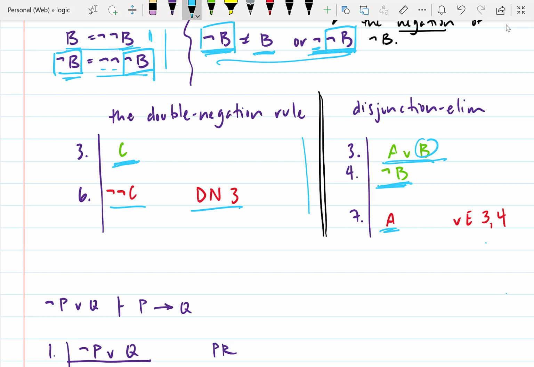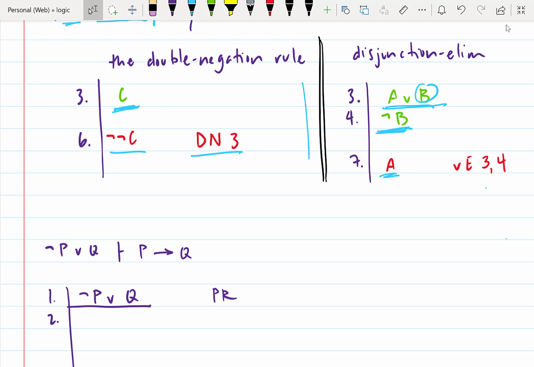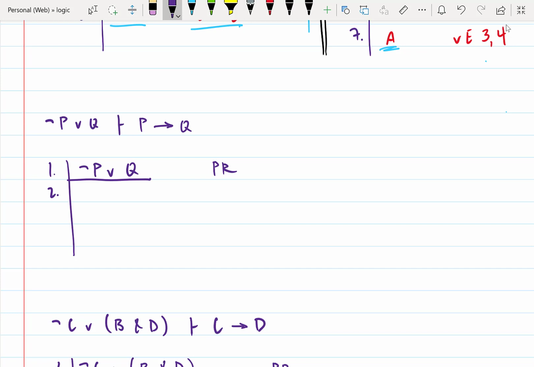All right, so just recalling that, let's look at a proof here where we have to use the disjunction elimination rule, and we'll also have to use the double negation rule. Okay, so here we have not P or Q as our premise, and our conclusion is if P, then Q. So we're going to need to use the conditional introduction rule. On line 2, I'm going to start a subproof, and my assumption is going to be P.